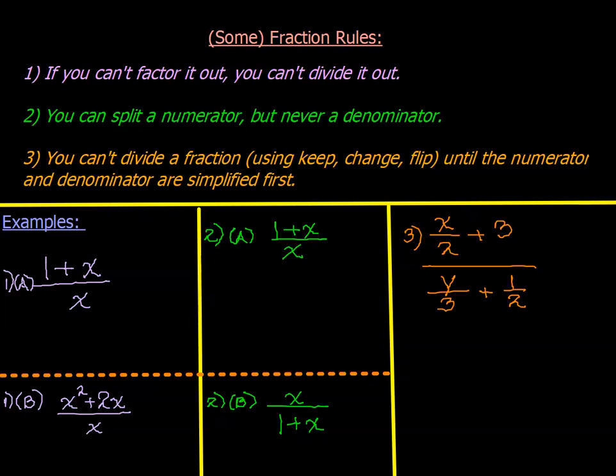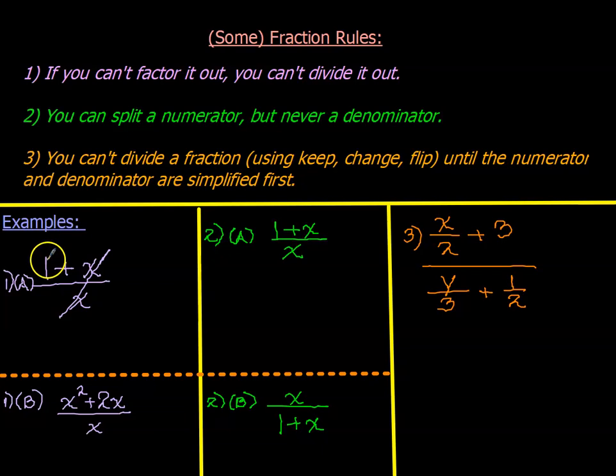Hi guys, so today I'm just going to go over some quick rules on fractions. For number one, the first rule, if you can't factor it out, you can't divide it out. I went over this in one of the videos for Module 9. If you look at example 1, I tried to color coordinate the rules. If you can't factor it out, you can't divide it out, meaning this is not a thing.